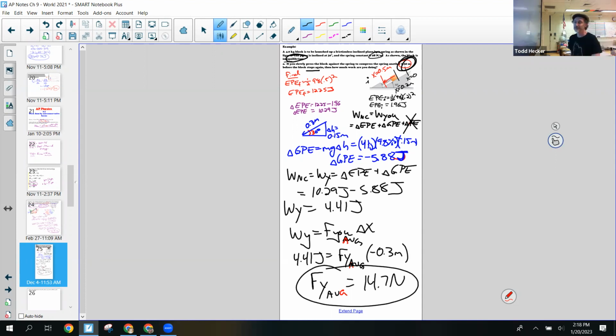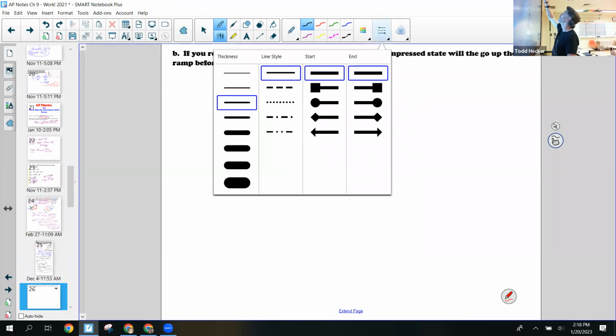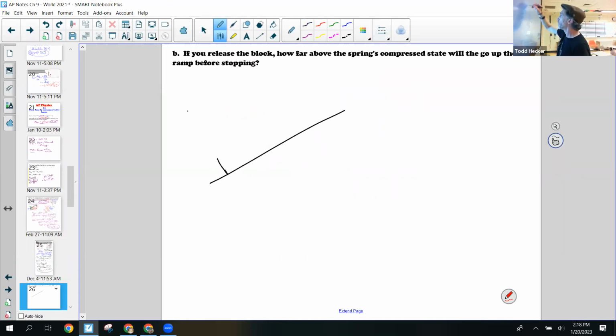So let's suppose you let go of the block now. It's compressed. You're going to let it go. Let's see how far it goes up the ramp before stopping. All right. So now there are 2 points that I care about. So here's my initial point. At this point, we know that our elastic potential energy is the 12.25 joules we just figured out. It's at rest. I guess we can call that a GPE of 0 if we want, right? That's the lowest point we're going to get to.